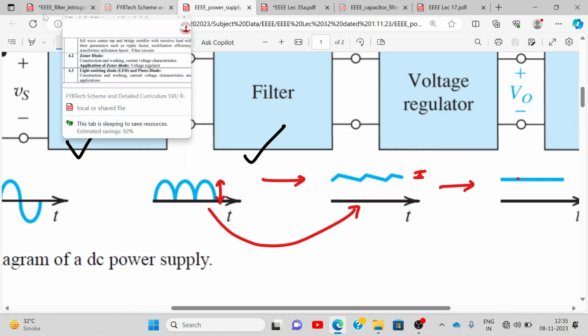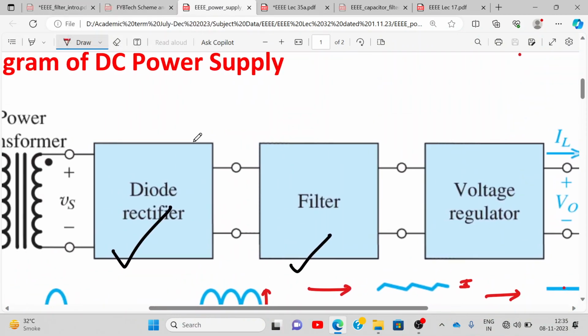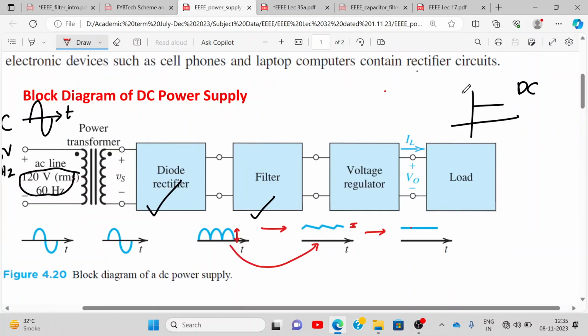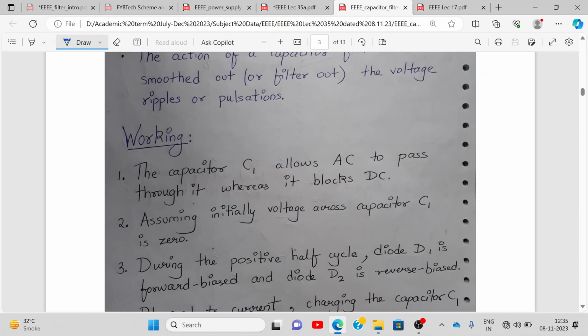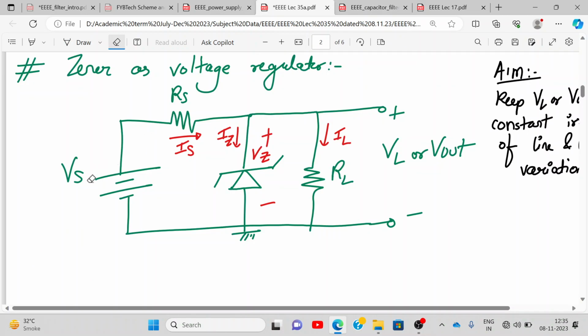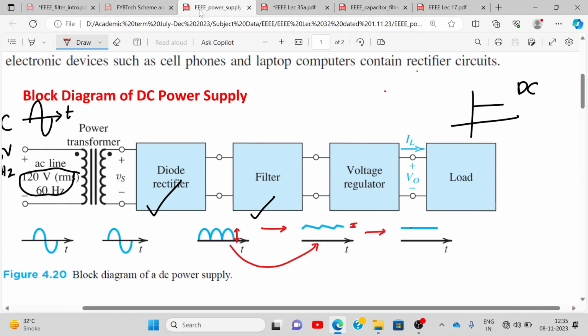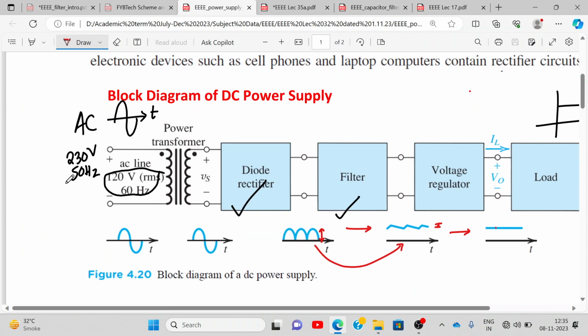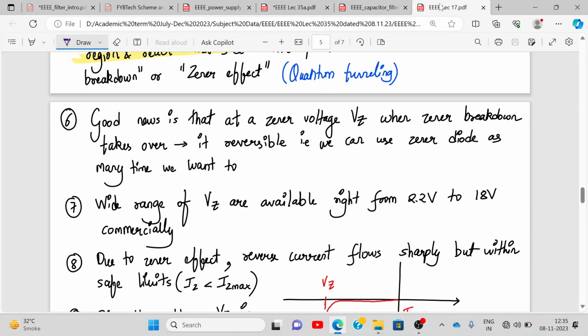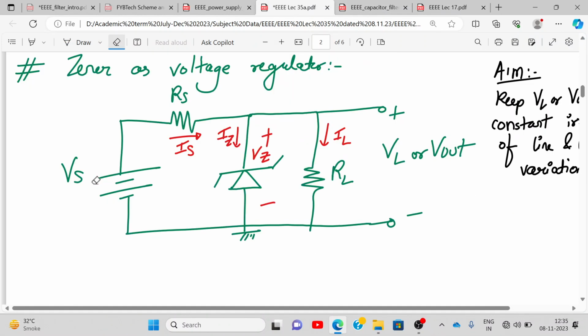You remember this diagram? This is the diagram of AC DC power supply, right? You get a DC voltage, right? This DC voltage is the same as Vs. So where do you get it from? You get it from AC mains. And AC mains voltage can change from 230 to 250 volts, right? So it can fluctuate. Yes or no? So there can be a change in the Vs.